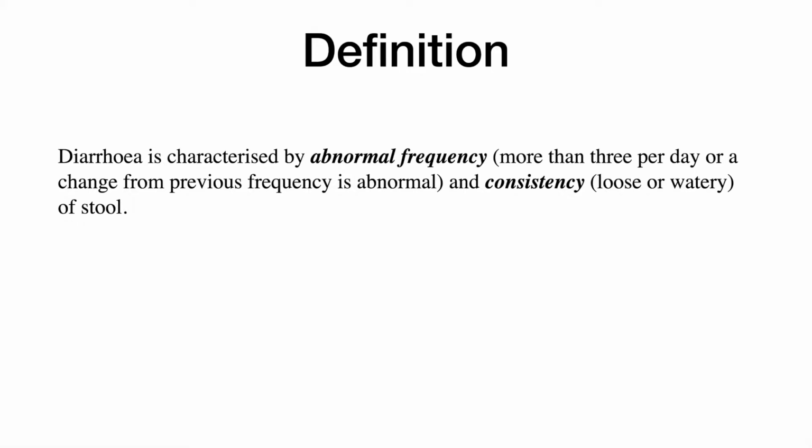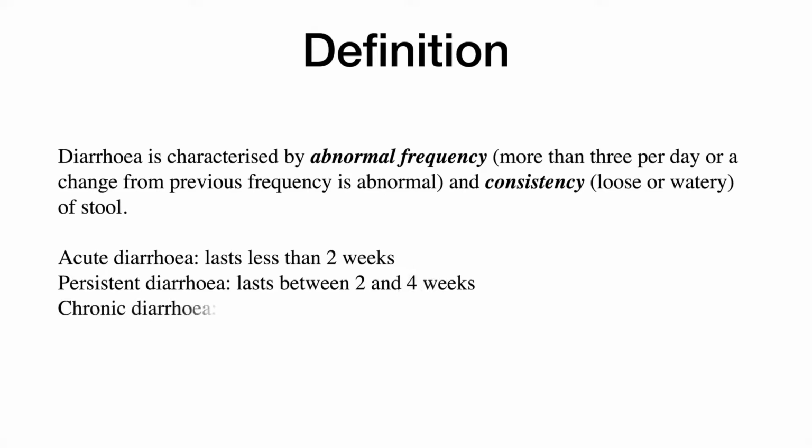So now coming to the definition, diarrhea is characterized by abnormal frequency and consistency of stool. By abnormal frequency, it means that there should be more than 3 motions per day, or a change from previous frequency is considered as abnormal. And consistency, the patient should be complaining of loose, watery stool. Now, looking at acute diarrhea, it means that it should last less than 2 weeks. Persistent diarrhea means lasting between 2 and 4 weeks, and chronic diarrhea lasts more than 4 weeks.